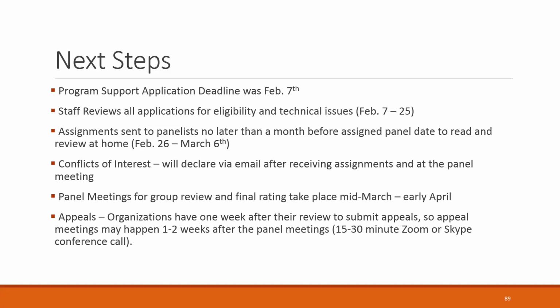Then you all should have your assigned panel meeting dates. Again, those are the last 2 weeks in March and the first week of April. And then just keep on your calendar that we will also be having the appeals calls. Again, we won't bring you all into the same room, but do know that we will be asking you to commit to maybe a 15 to 30 minute conference call to consider those.